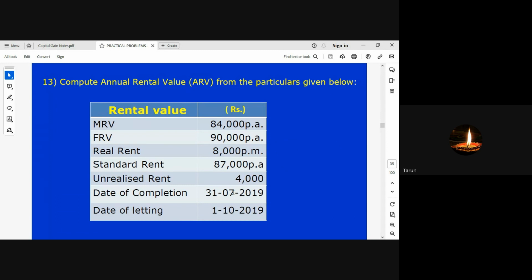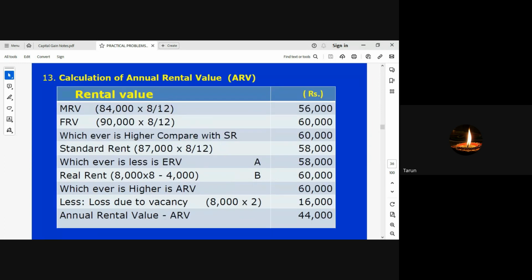So what would be the period in the whole financial year? How many periods are left in the whole financial year? August, September, October, November, December, January, February, March. So that is 8 months that will be given to let it out. See, 8 months has been considered out of 12 months, right?